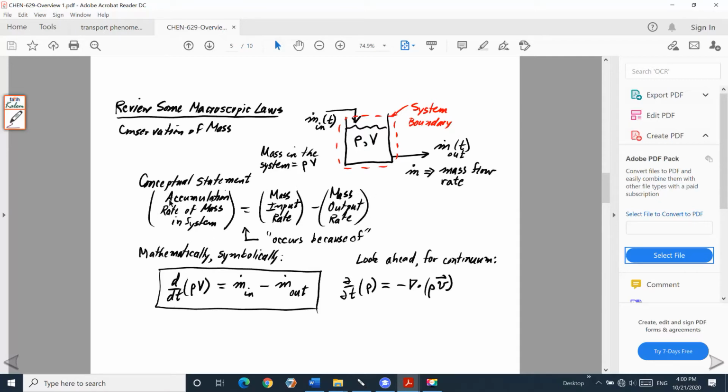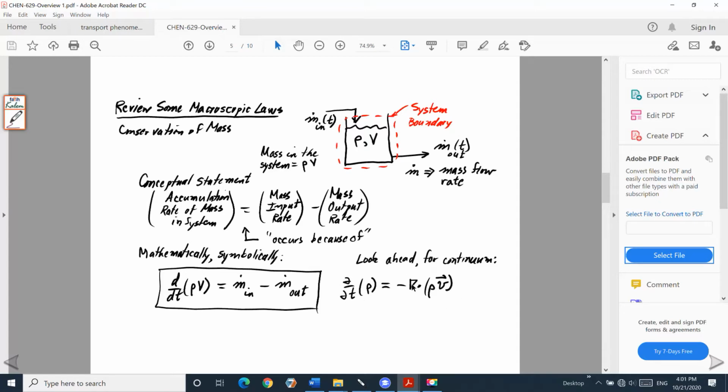When we express this conceptual statement by a mathematical formula, by symbols, we say d over dt of rho V is equal to m dot in minus m dot out. Basically, this rho is kilogram per meter cubed, and V represents the volume. So we should obtain mass per time. This is for the macroscopic case, but for the continuum case, we will get another type of mathematical equation.